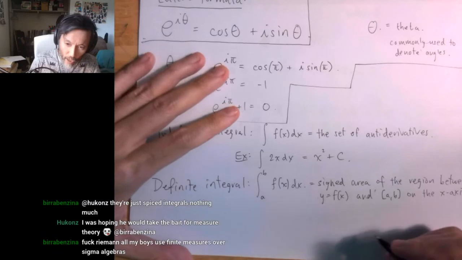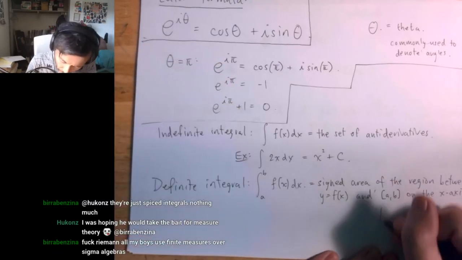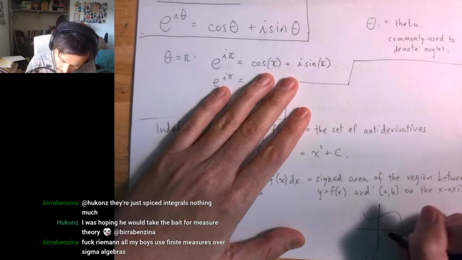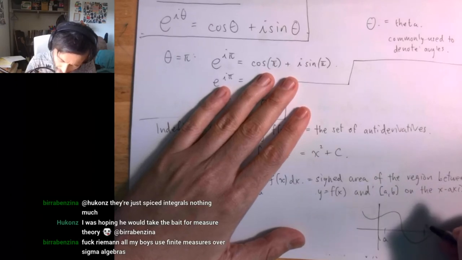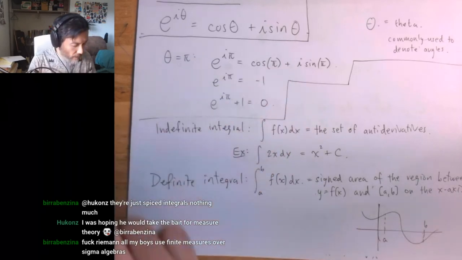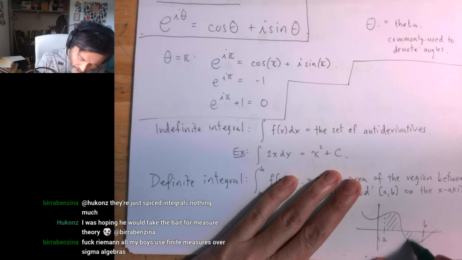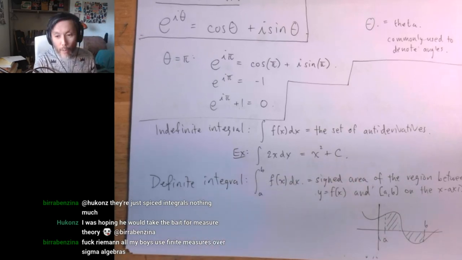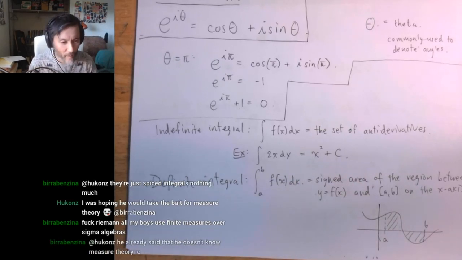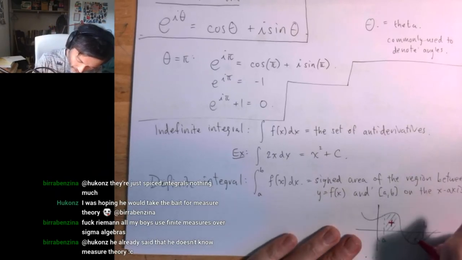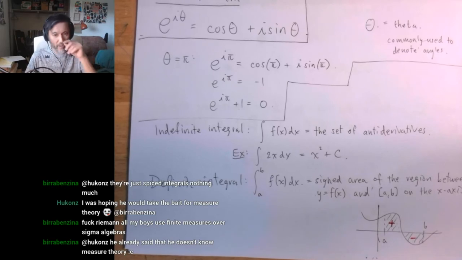So if we draw a picture of this, if this is A and this is B, then what we are computing is the signed area of this region right here. What do we mean by signed? This piece here is positively counted, and this piece down here is negatively counted. Okay?